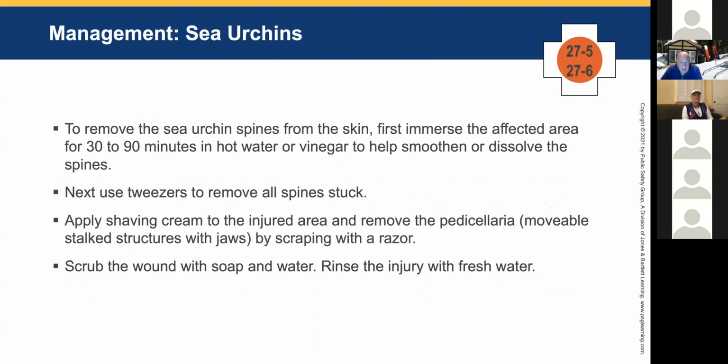Sea urchin spines. First immerse the affected area for 30 to 90 minutes in hot water or vinegar to help soften or dissolve the spines. Use a tweezer to remove all the spines that are stuck. Apply shaving cream to the injured area and remove the movable stalk structures by scraping with a razor. Scrub the wound with soap and water and rinse the injury with fresh water. Again, some of these we totally skip, but most of us will have some other experiences, and we may well be in an area doing scuba diving and so on.